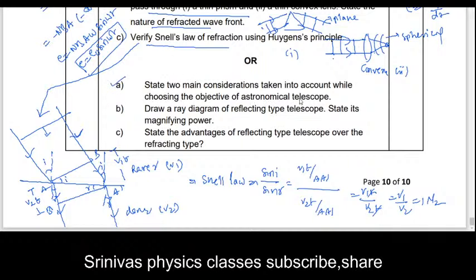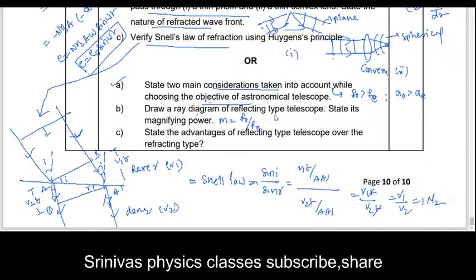Next question. What are the considerations for the astronomical telescope? Magnifying power of the astronomical telescope is f0 by fe. Two considerations will be there. The focal length of the objective should be greater than the eyepiece. The aperture of the objective should be greater than the eyepiece.